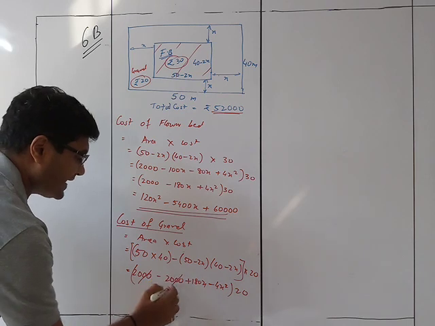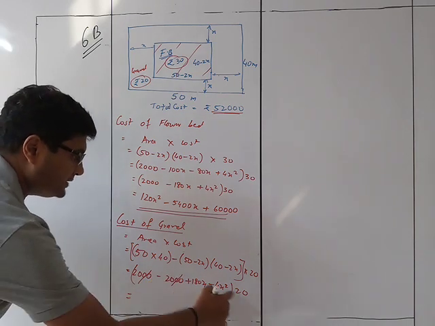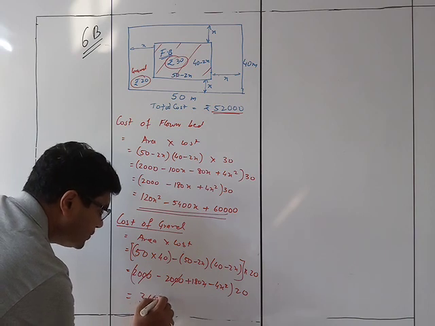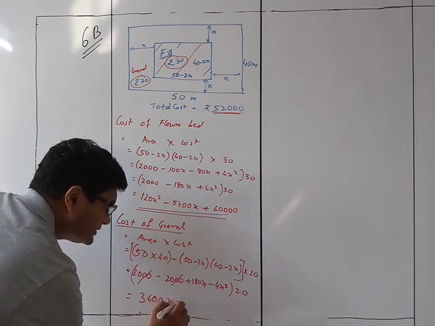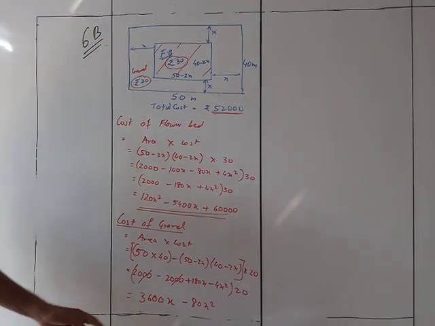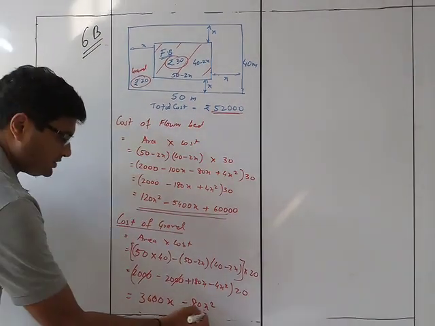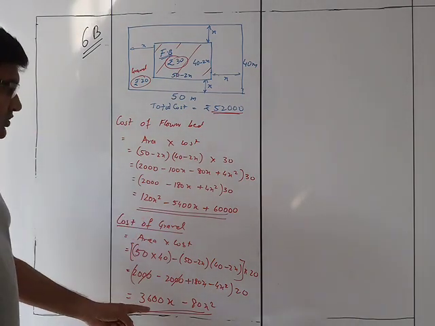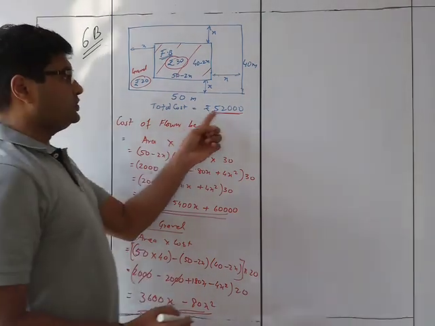So this and this get cancelled. After multiplying, I get 3600x minus 80x square. This is now the cost for gravelling. Now I know the cost of this plus cost of this is equal to 52000.